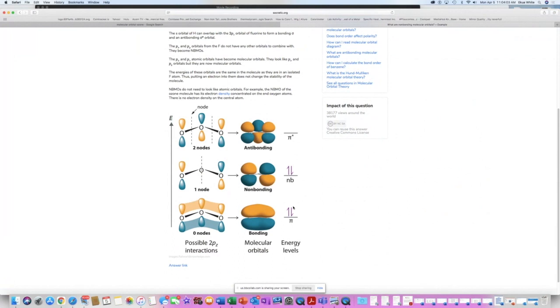In the molecular orbital theory version of ozone, the electrons are not localized between oxygen 1 and 2 or 2 and 3. They're spread evenly between all three oxygens, like the picture shows here, where we have 0 nodes. So hopefully you see that.